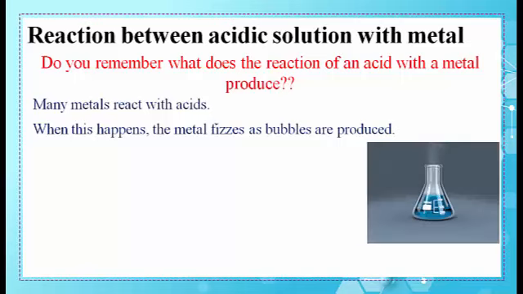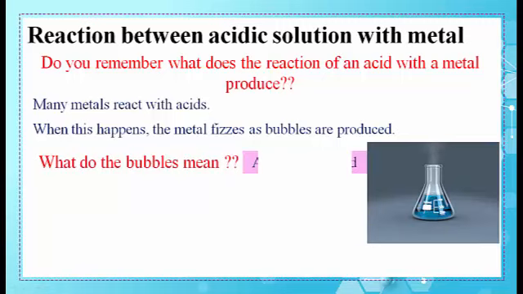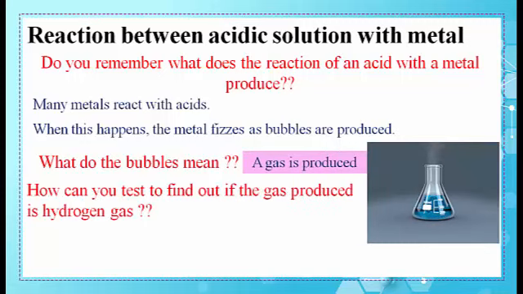Look at the figure. You can see here that some bubbles are being produced during the reaction between a metal and an acid. What do bubbles mean? These bubbles produced during this reaction mean that a gas is being produced. Now, how can you test to find out if the gas produced is hydrogen gas?